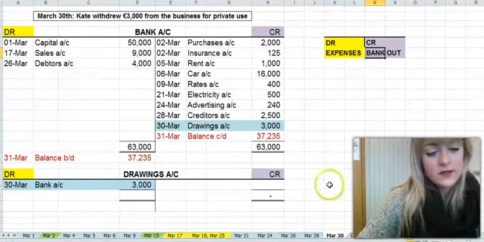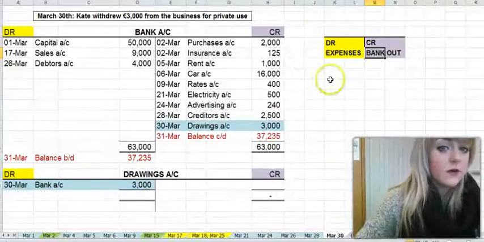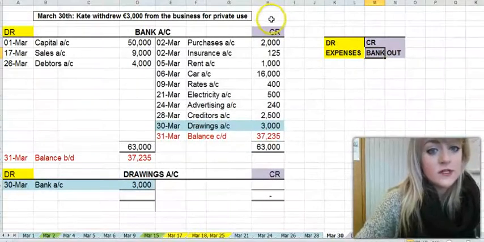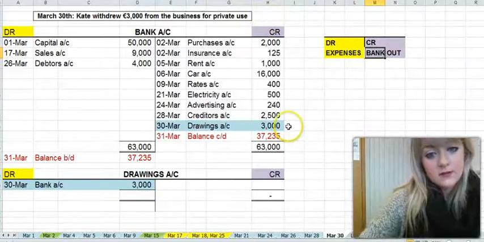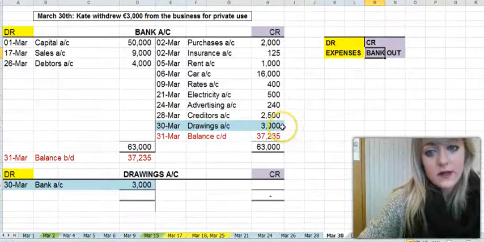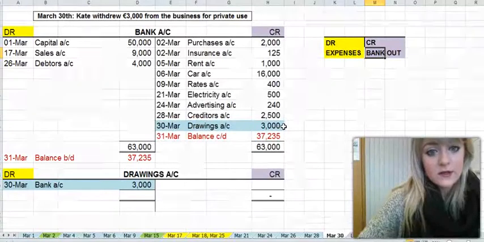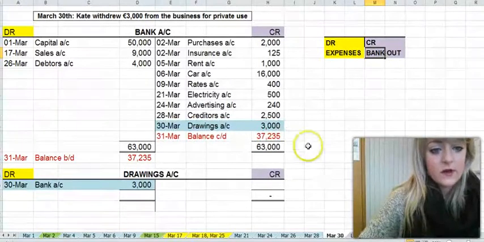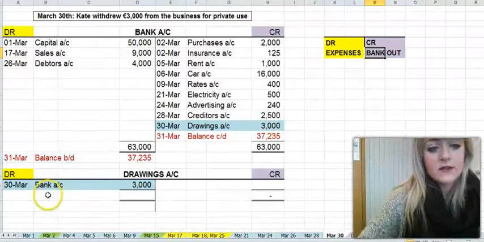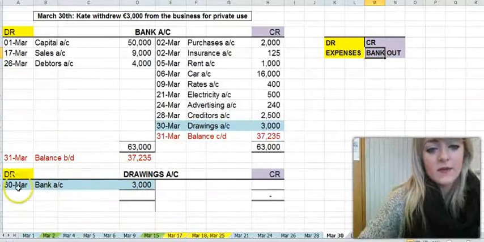So on the 30th of March, Kate withdrew €3,000 from the business for private use. So she's taken it out of the bank account. So she could be going on holidays and she wants to take money out. So on the 30th of March, money's left the account, so we credit her bank out. Money is gone out of the account, so we credit it. So €3,000 credited on the bank account. So the corresponding debit entry is her drawings account, so this is another expense. Bank account, €3,000, we just title it bank account so we can correspond it back. 30th of March, we debit our expenses of drawings account.